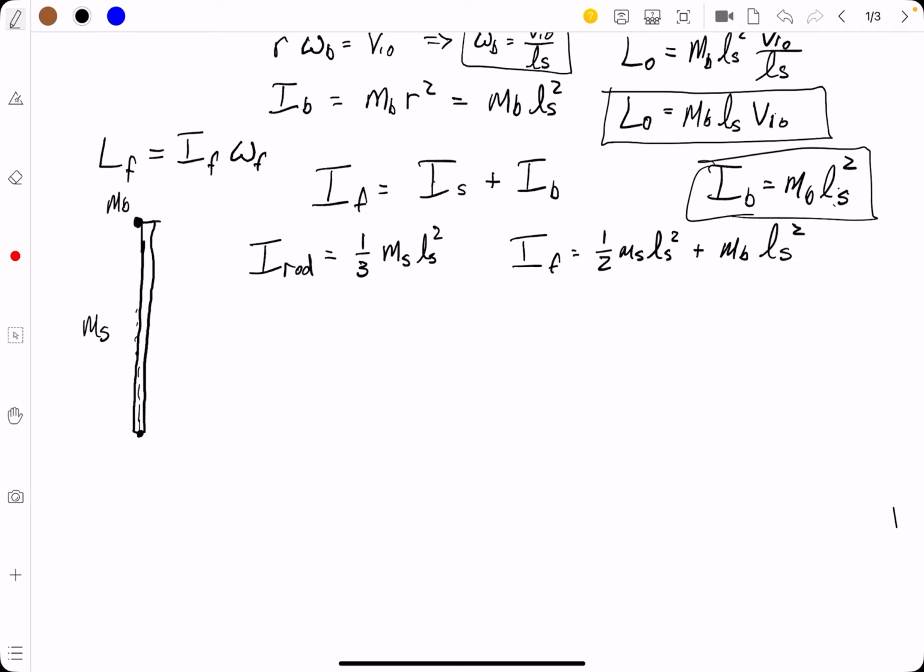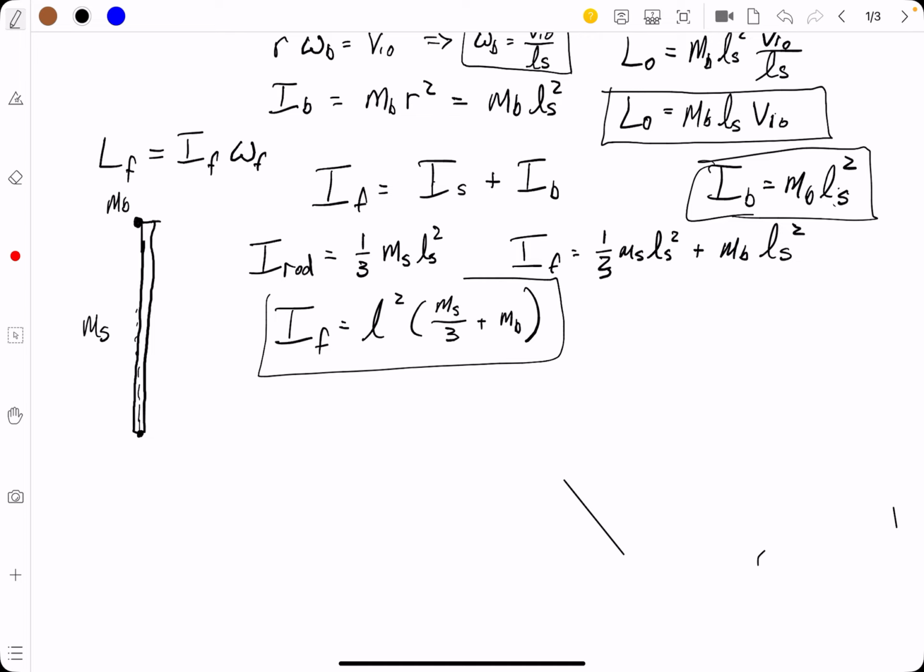I think all that makes sense. Hopefully you guys, that all made sense. Now, how do we rewrite that in a nice way? We factor out the L of the stick, and we can just call it L. So we've got L squared times, did I say 1/2? I said 1/3 and wrote 1/2. We want M of the stick divided by 3 plus MB. Yeah, good. So that's our final moment of inertia.